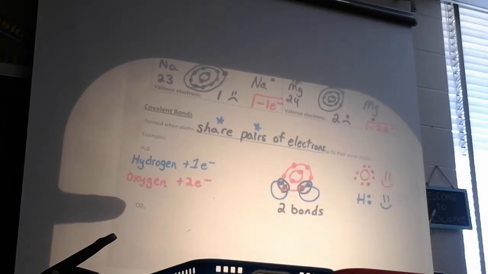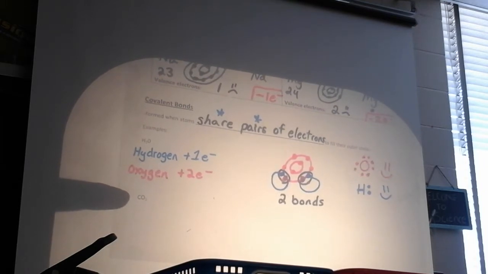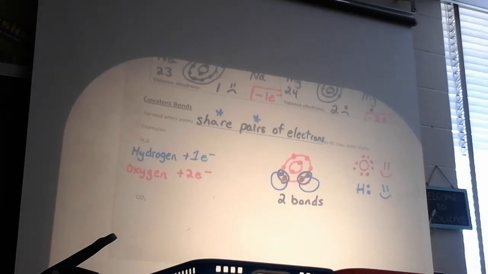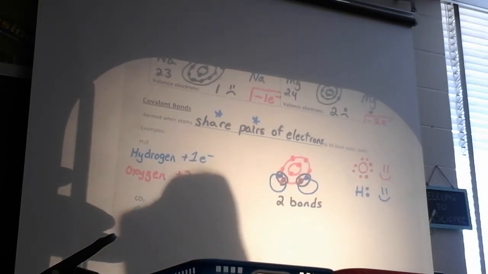So the next one we're going to look at is carbon dioxide, another very important molecule. It's what you breathe out every single day. It's what plants take in so they can do photosynthesis. I'm going to use red still for the oxygen, but I'm going to use green for my carbon now because it's needed for plants. So here we go. Carbon.